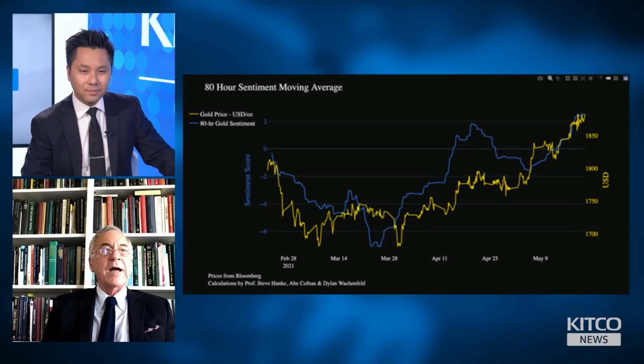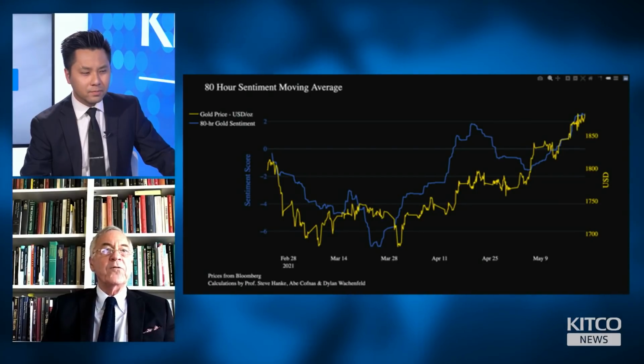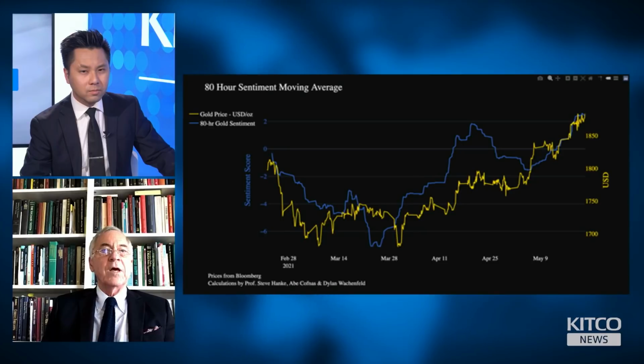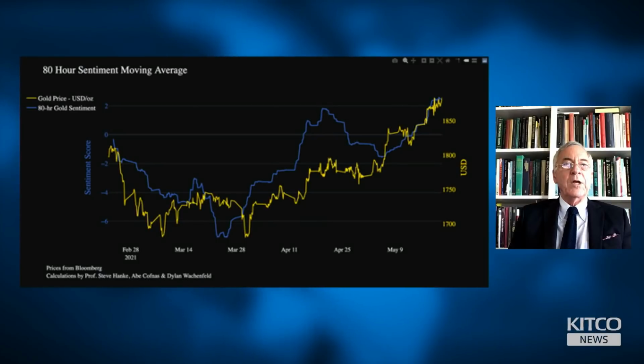Yes, and that's what counts. Whether it's fake news or based on solid fundamentals or not, is irrelevant. The question is, what is in the news? What do people read? What do people see? And that affects their sentiment and their behavior in the markets. And as you can see, in this case, if you look at this chart, the gold line is the price of gold. Okay, the blue line is the Hanke Sentiment Index.